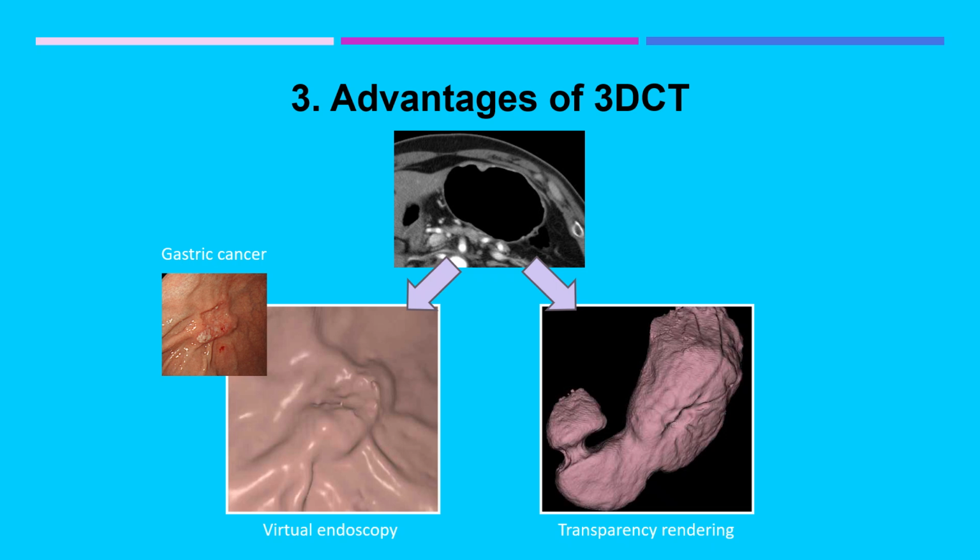Modern CT workstations can create virtual endoscopic images and transparency renderings. Virtual endoscopy mimics real endoscopy, showing the inner surface of the stomach. Transparency rendering allows simultaneous visualization of the gastric wall and adjacent organs, which is very useful for surgical planning and education.